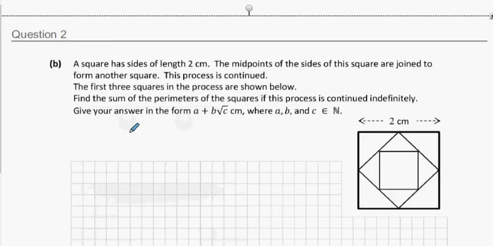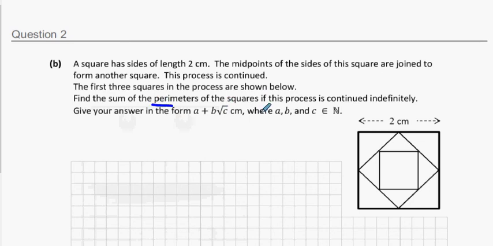Okay. The square has a length of 2 centimeters. And the midpoints of the sides of the squares are joined to form another square. The process continues. The first 3 squares in the process are shown. Find the sum of the perimeters of the squares in this process continued indefinitely. Keep your answer in the form A plus B root C. Okay. So let's start off with A.